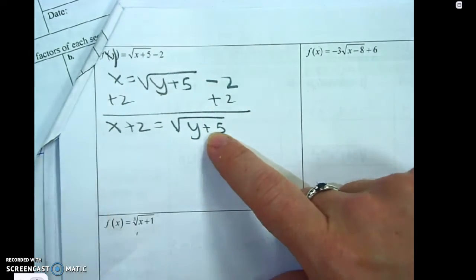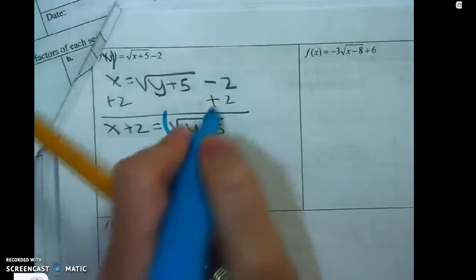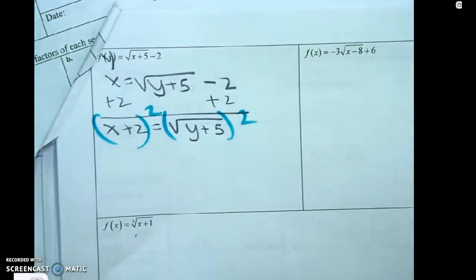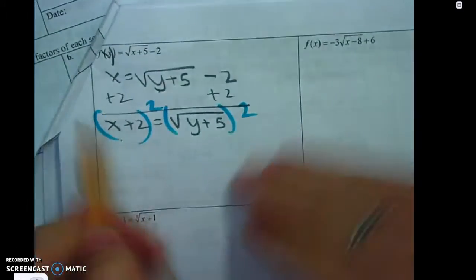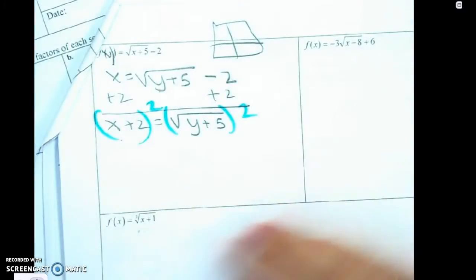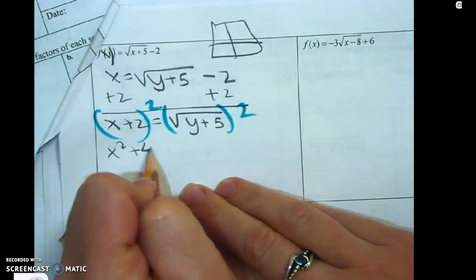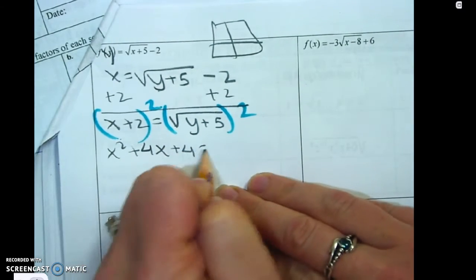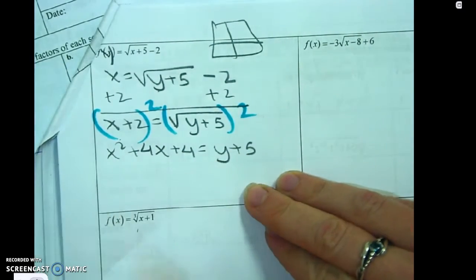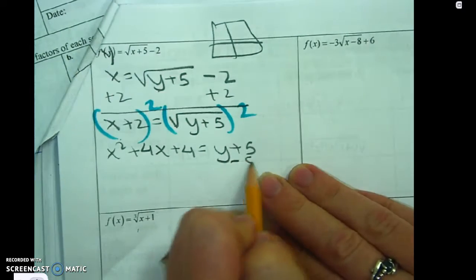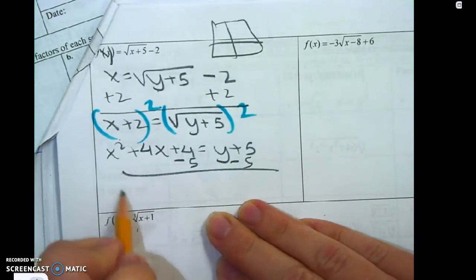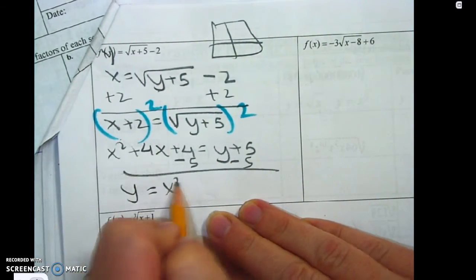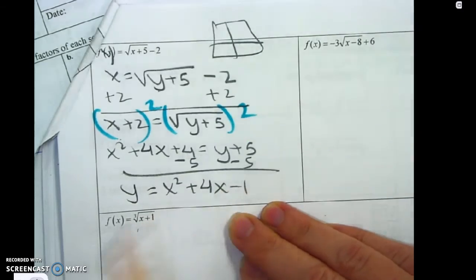Now, I have to get rid of the radical. The way to get rid of the radical is to do the inverse, which is squared. I'm going to need to box this out over here. Box it out. I get x squared plus 4x plus 4 equals y plus 5. Almost done. Subtract 5. And I end up with y equals x squared plus 4x minus 1.